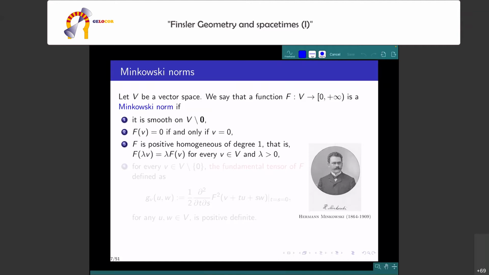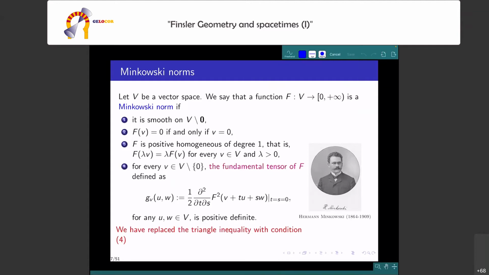Because you can think that you want to compute the length of curves, and you are interested in reparameterizations in one sense. If you reparameterize in the opposite sense, it's another path, let's say. And there are also very interesting examples which are not homogeneous, but only positively homogeneous.